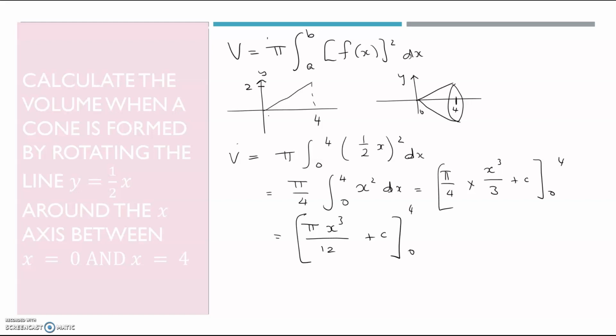Alright, substituting in the numbers, I'm going to get 64 pi over 12 minus 0. And I can tidy that up. That'll give me 16 pi over 3 cubic units. If I needed that as a number, that's roughly 16.76 units cubed.